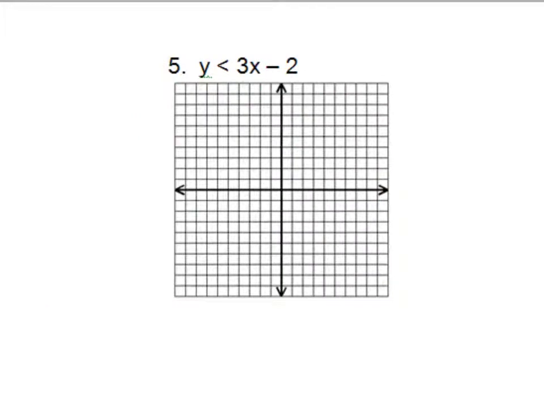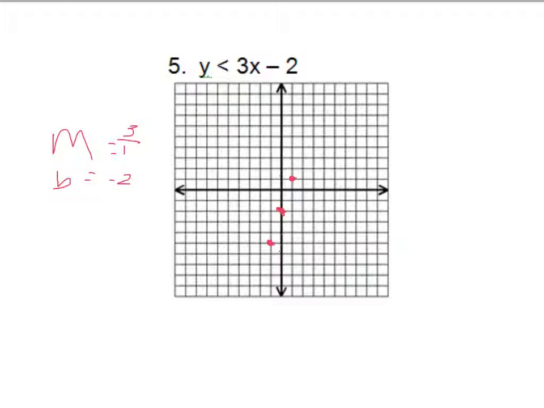Okay, so y is less than 3x minus 2. So again, I'm going to use my slope and my y-intercept to find that line. So my slope is 3, or 3 over 1. My y-intercept is negative 2. Okay, so I plot my y-intercept at negative 2. Then I'm going to go up 3, to the right 1. Can also go down 3, left 1, same line.